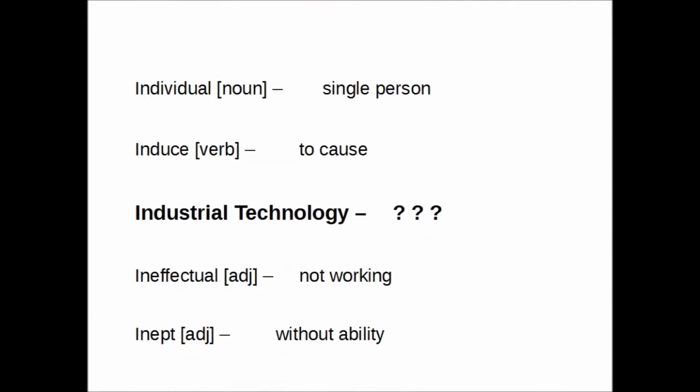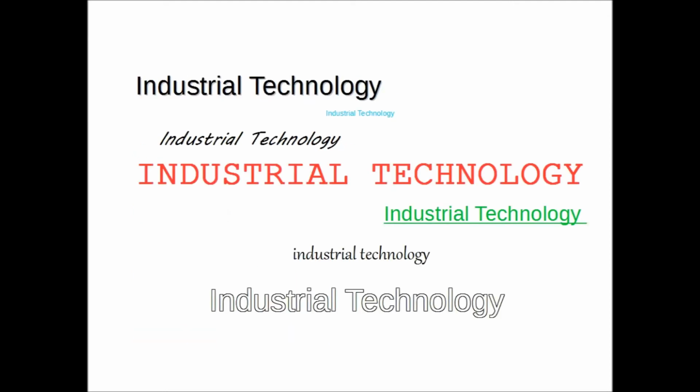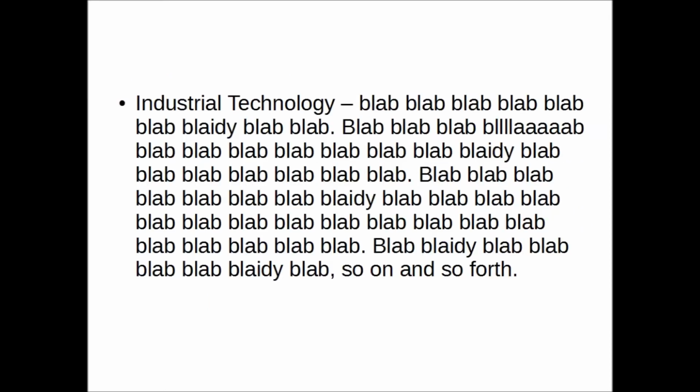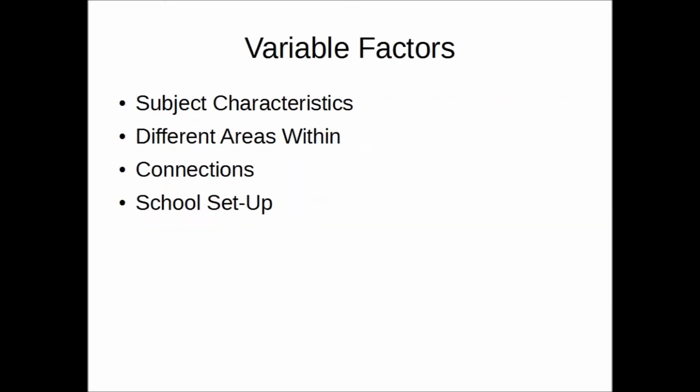There is no definition. Or more accurately, there are too many definitions, with little in common between them. Another issue with existing definitions is they tend to ramble on, which fails to make the meaning clear. Industrial technology is a hard school subject to define because of variable factors. This includes the characteristics of school subjects, the individual areas taught within industrial technology, how the subject relates to other subjects, and the individual school setup.